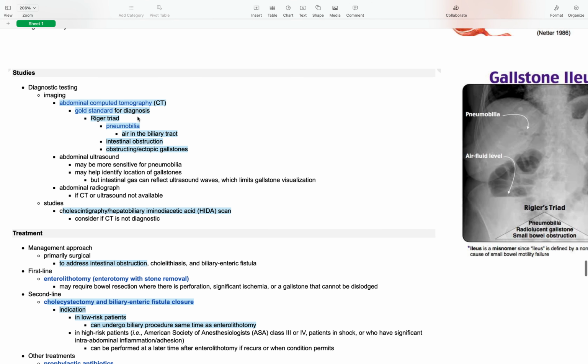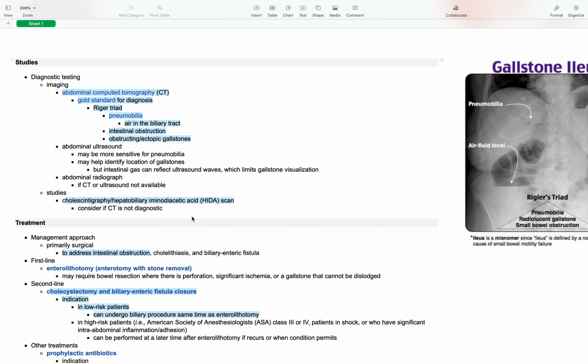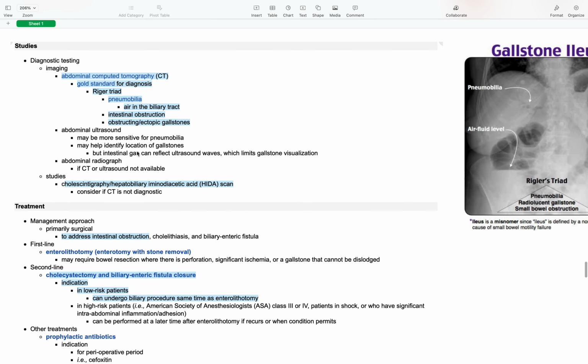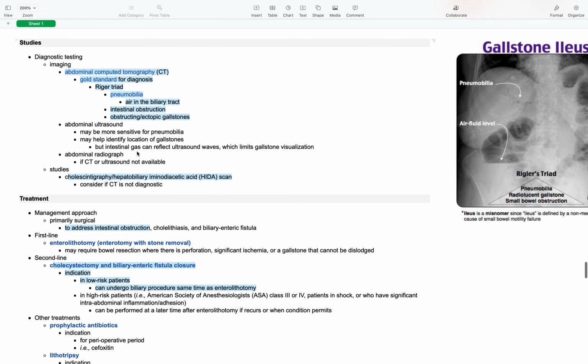Sometimes, if the CT scan does not show anything, then you may go for an abdominal ultrasound. Actually, abdominal ultrasound may be more sensitive for pneumobilia and may help you identify the location of the gallstones. Often HIDA is done if the CT scan is not diagnostic. But a lot of times the CT scan must be enough for the diagnosis of gallstone ileus.